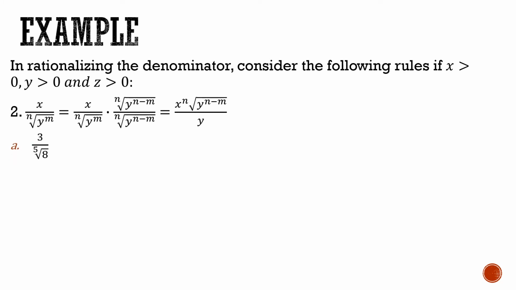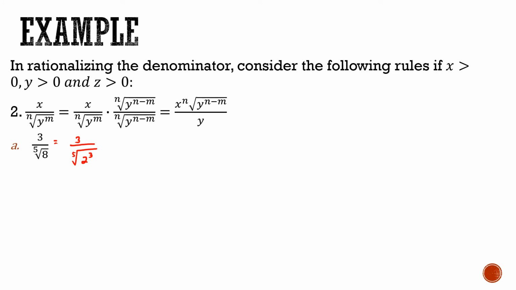Letter A, 3 over the fifth root of 8. As you observe, 8 is a perfect cube number, because there is a number which, when you multiply 3 times by itself, the answer is 8. Therefore, we can rewrite that in its exponential form. So we can rewrite this as 3 over the fifth root of 2 cubed.